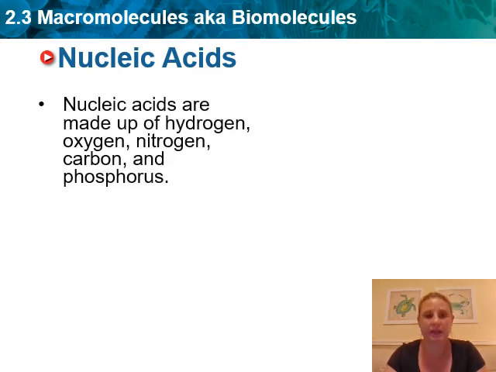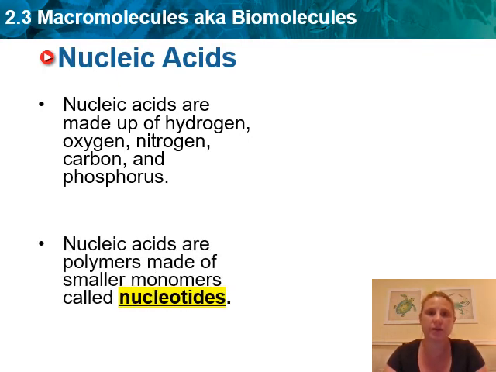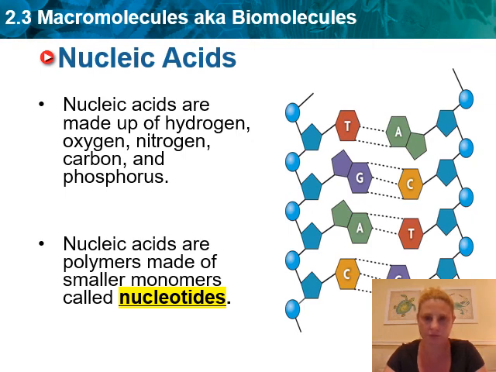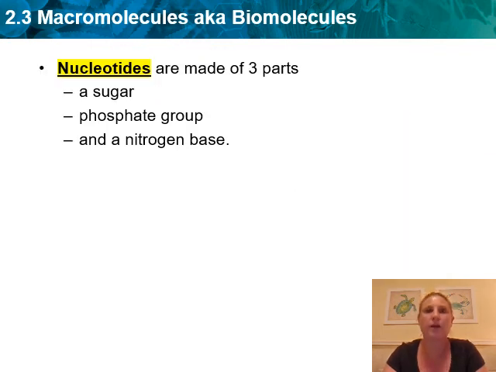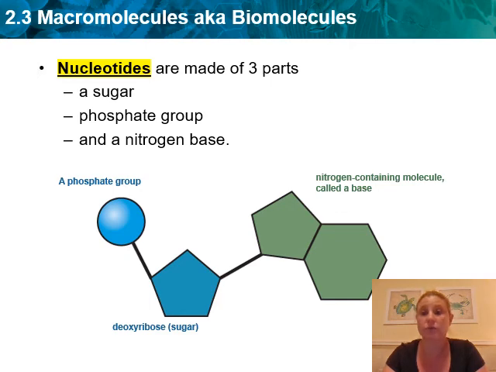Okay, our last one is nucleic acids. And nucleic acids are made up of hydrogen, oxygen, nitrogen, carbon, and phosphorus. And nucleic acids are made out of smaller monomers called nucleotides. This one's a little bit easier to remember because nucleic acid and nucleotide sound alike, they go together, same beginning of the word. And here's some pictures there for you. Those are the nucleotides joined together to form our nucleic acid. Now, nucleotides are made out of 3 parts, and yes, you do need to remember these 3 parts. So the 3 parts that make up a nucleotide are a sugar, a phosphate, and a nitrogen base. Okay, so nucleotides are made out of 3 parts, and nucleotides make up nucleic acids.